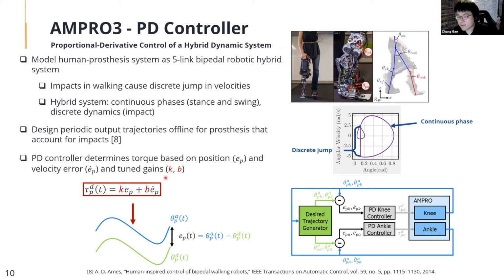And the PD controller is designed to make sure that the actual trajectory of the motors on the prosthesis becomes as close as possible to the desired trajectory. On the prosthesis, we have 2 motors. This motor is the knee motor, which models the knee of a human, and this motor is the ankle motor that controls the ankle of the prosthesis.